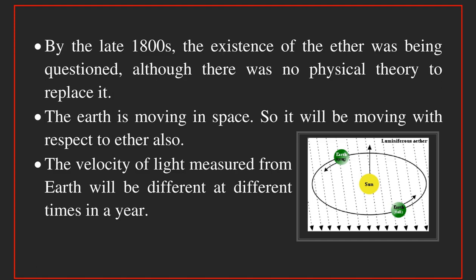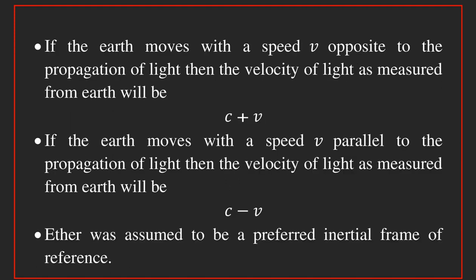and if ether exists, there will be different results for the velocity of light. Because suppose the earth is moving at a speed v opposite to the propagation of light, then the velocity of light as measured with respect to the Galilean transformation of velocity will be c plus v, because the earth is moving with a velocity v opposite to the light, so the relative velocity will be c plus v. That is the velocity of light with respect to earth. If the earth is moving in the same direction as the propagation of light, then the velocity of light as measured from earth will be c minus v.